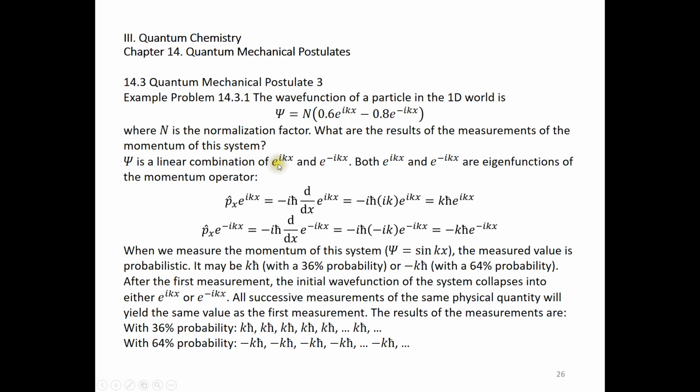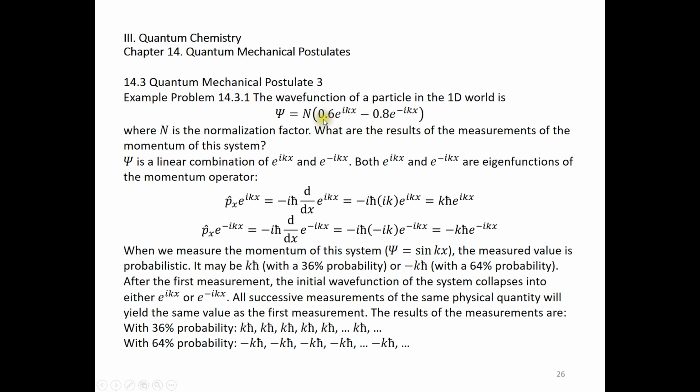Psi is a linear combination of the two eigenfunctions of the momentum operator, e to the power of ikx and e to the power of negative ikx. Again, we can easily verify these two are the eigenfunctions of the momentum operator. They have eigenvalues of kh bar and negative kh bar. If you want to measure the momentum of this system, note this is not sine kx. It's just a different wave function.